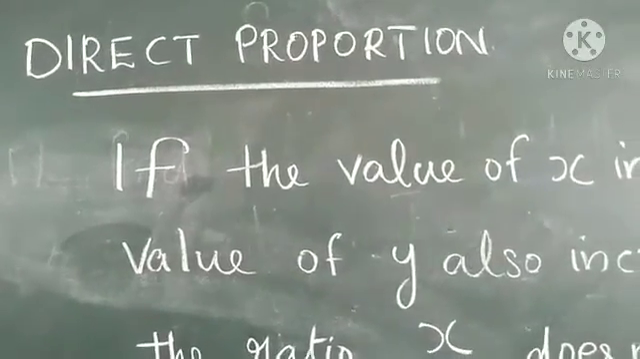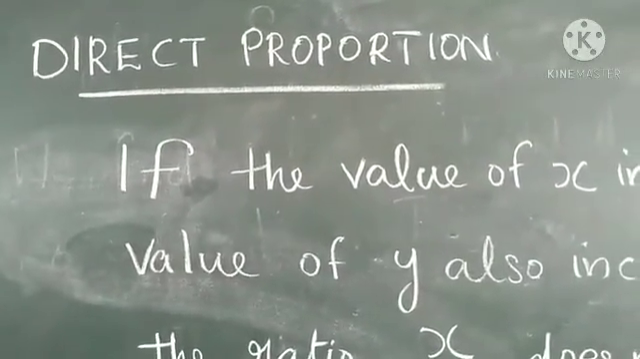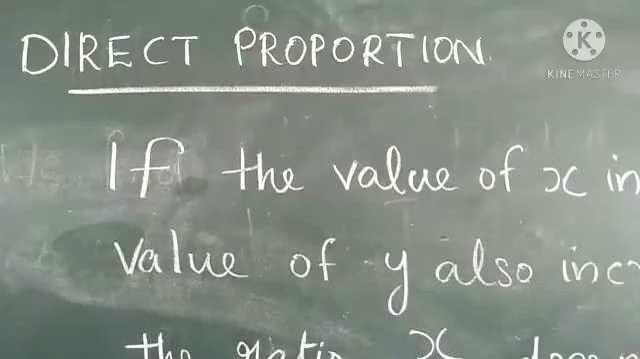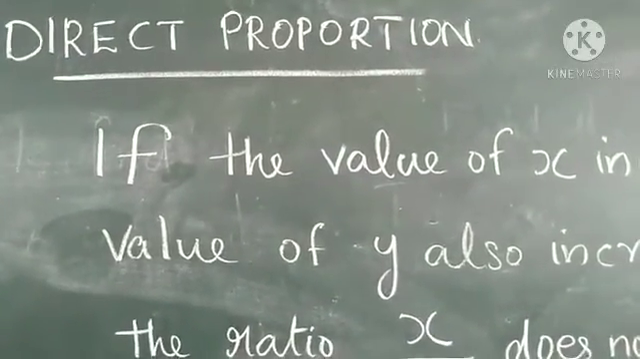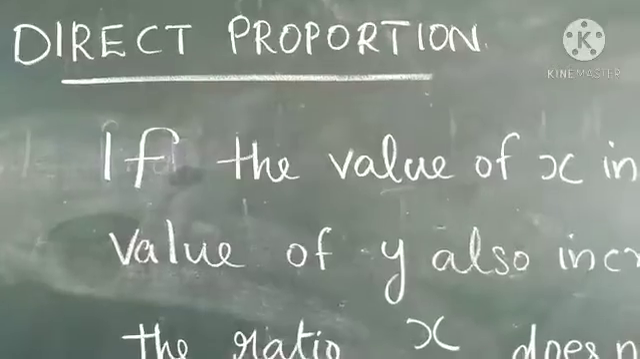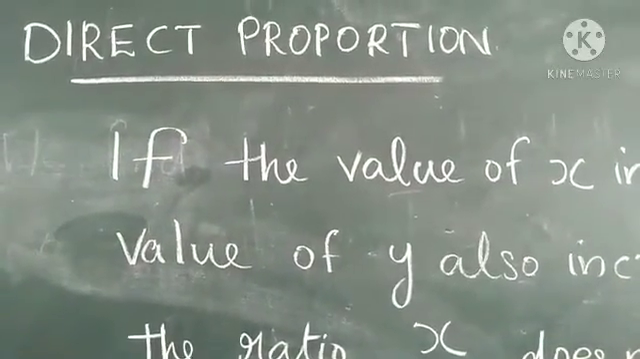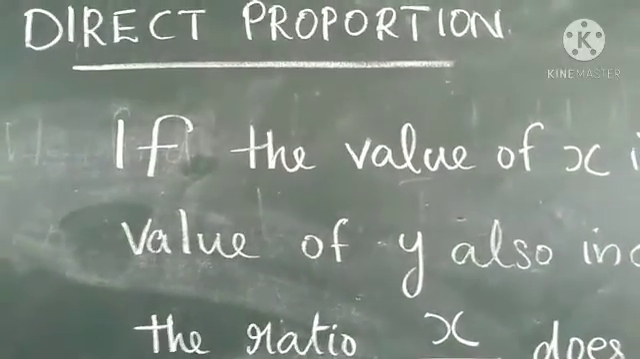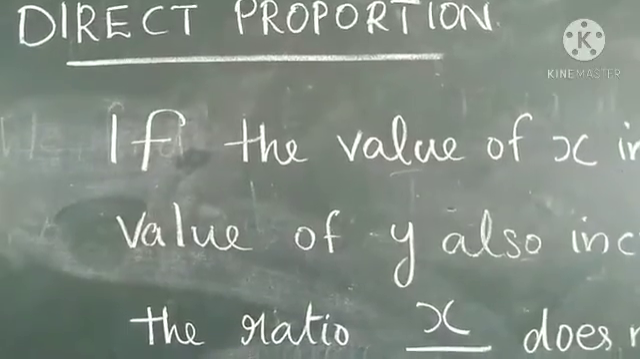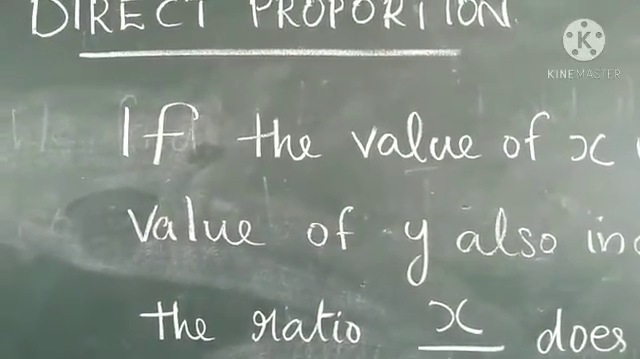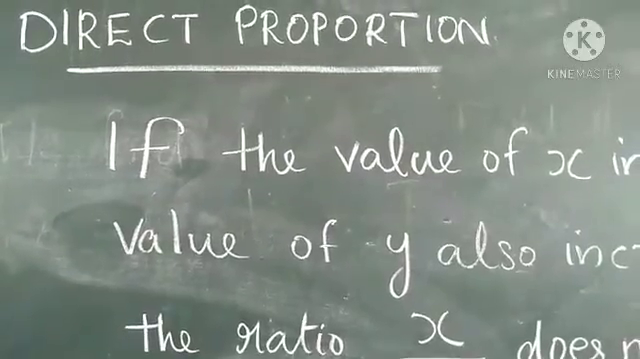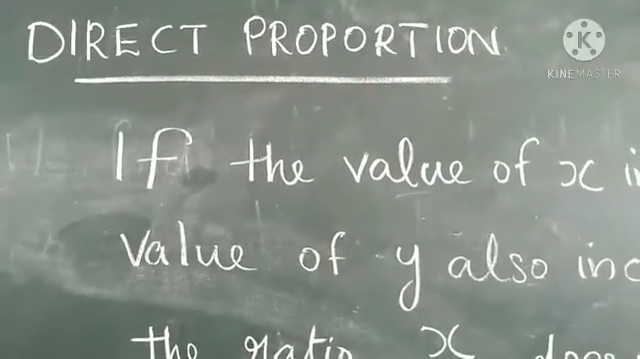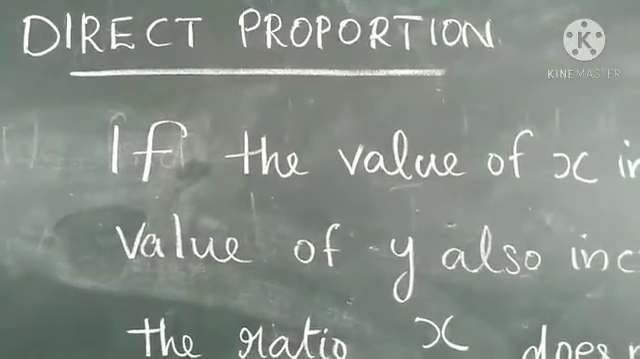Okay, children, today we introduced two terms, direct proportion and inverse proportion. Today's topic is direct proportion or direct variation. Here we found some instances in which, if one quantity varies, the other quantity also varies. It may increase or decrease. So the first case is direct proportion. We can check what direct proportion is.